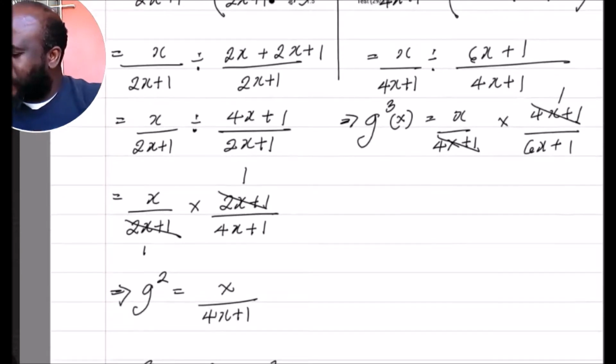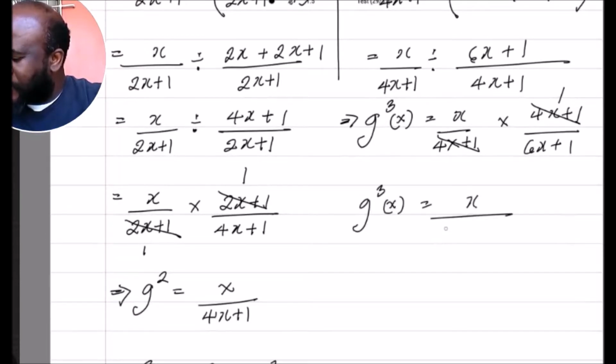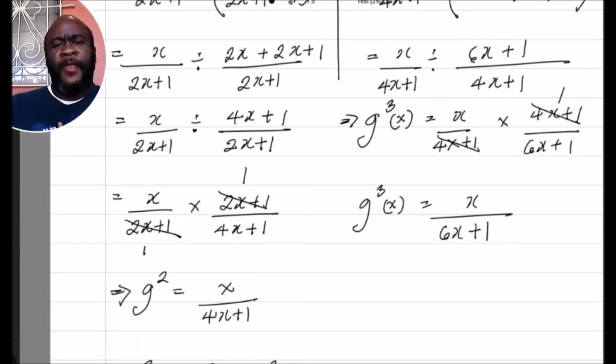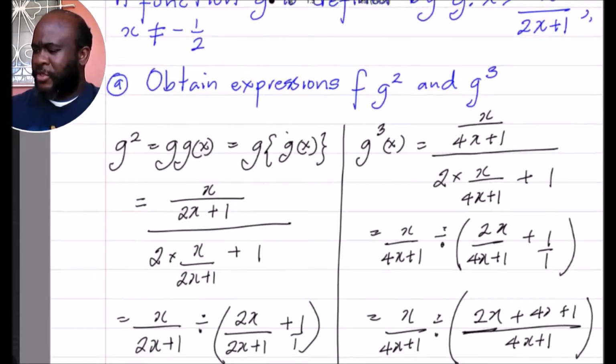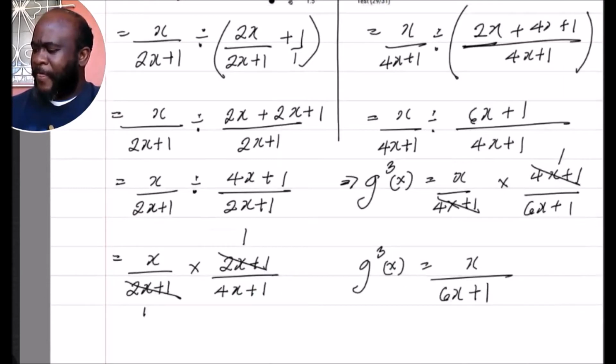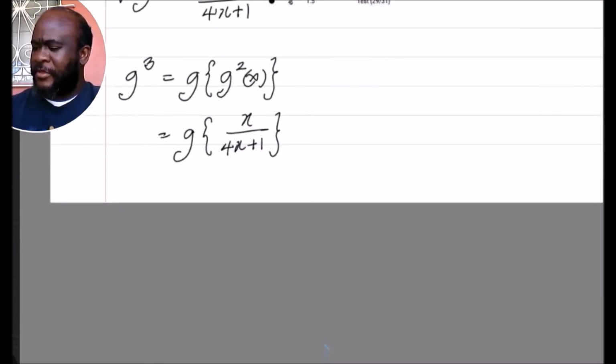So next I'm going to end up with g3 of x equal to x over 6x plus 1. I think that's what we were asked to do. Let's just make a quick check. That's what we were asked to do when we did it. So, next question.